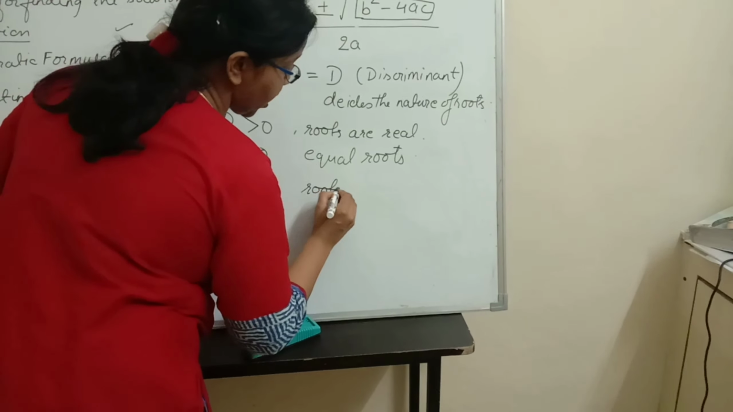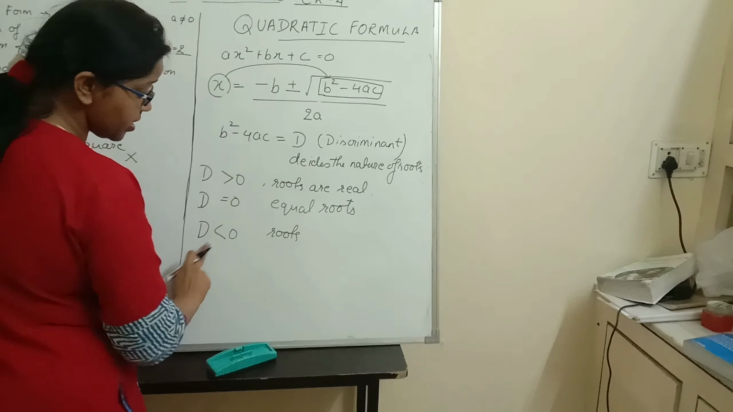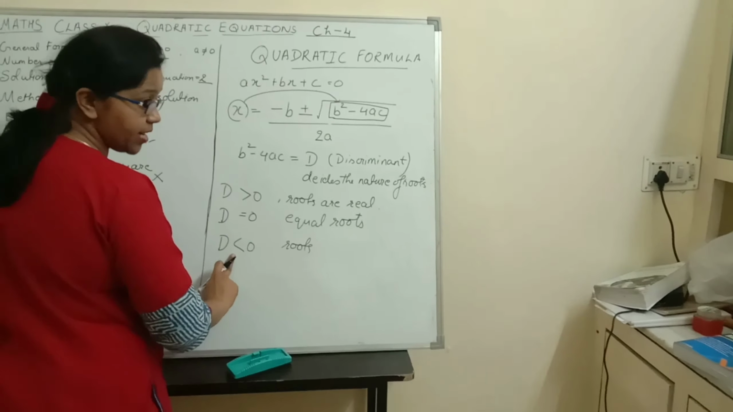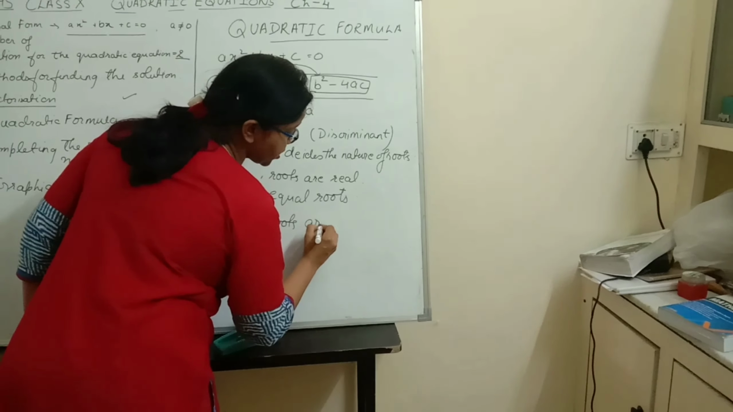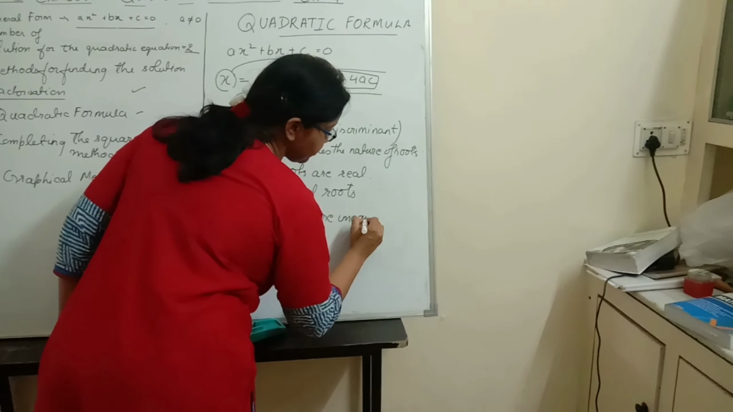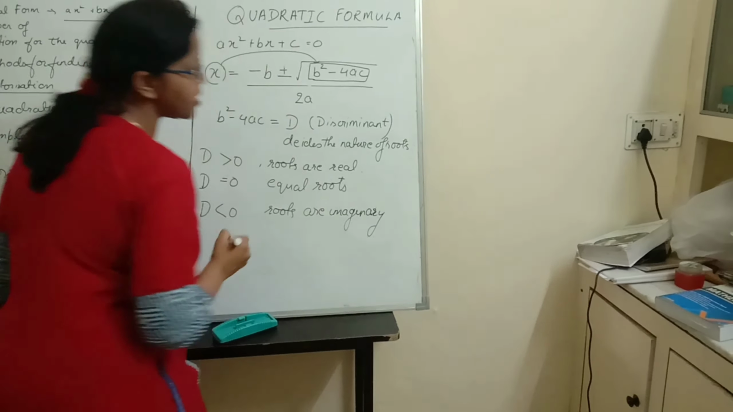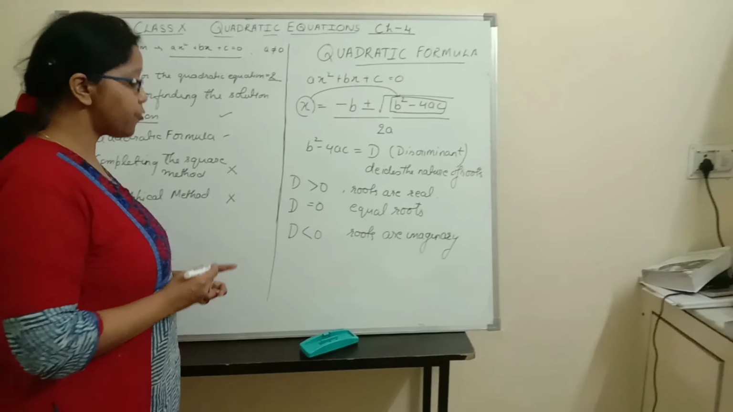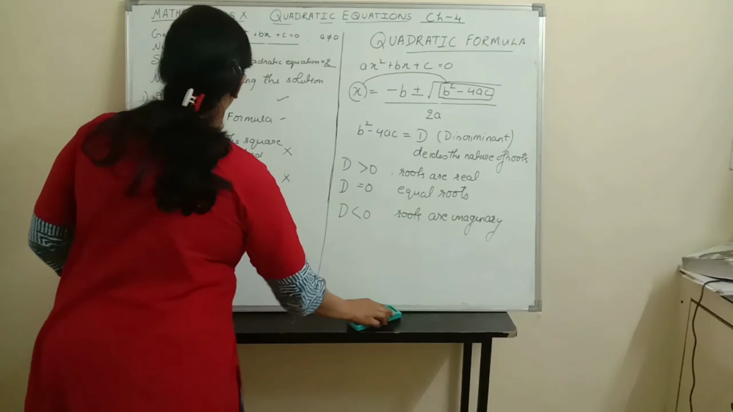roots are imaginary. I told you that if this value is negative, it means D is less than 0, so the value of b square minus 4ac will be negative. So in the root if you have a negative value, this value will not be possible. That is why it is called imaginary. Roots are imaginary. The value which we are not able to find, we call it imaginary roots. I am going to explain all these three cases by giving different examples.